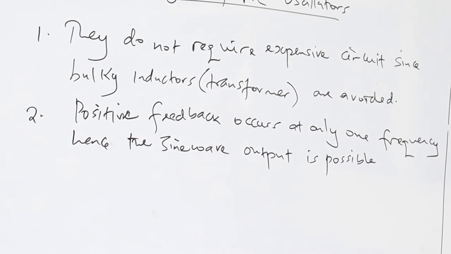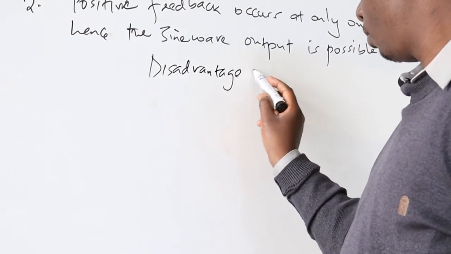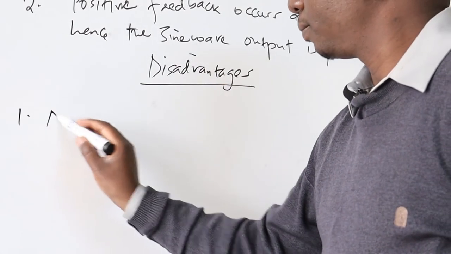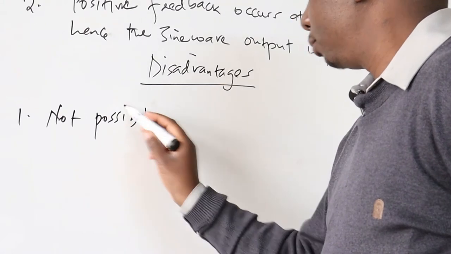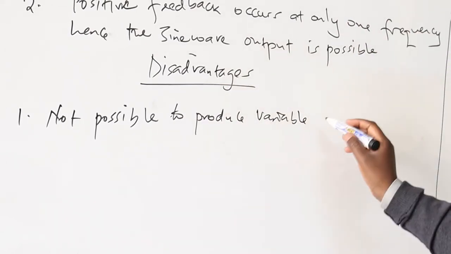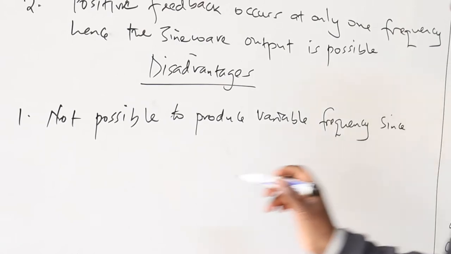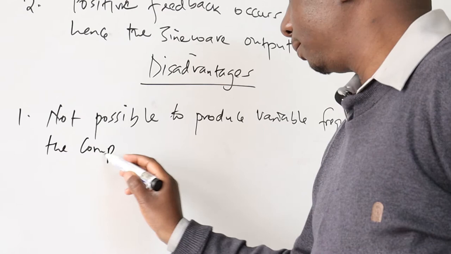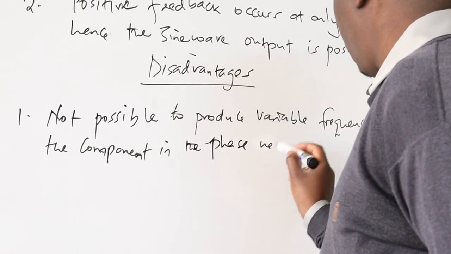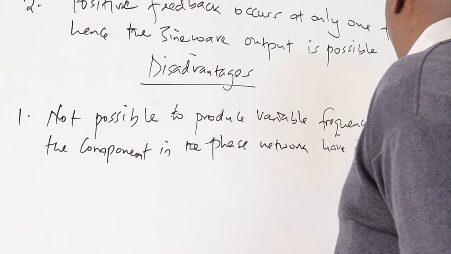Then we go to the disadvantages of this type of circuit. When you look at advantages, you must look at disadvantages. Number one, it is not possible to produce variable frequency, since the components in the phase shift network have fixed values.